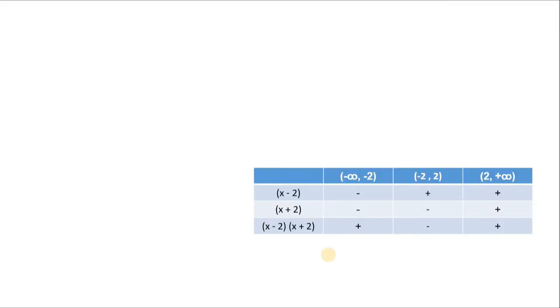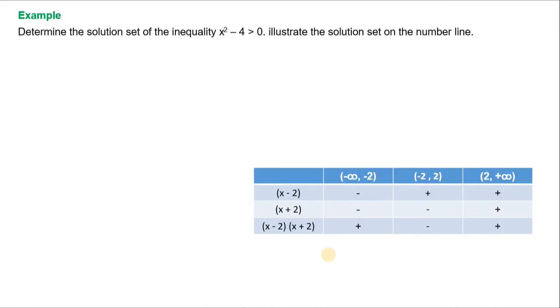Next. So, tingnan natin, example, determine the solution set of the inequality x squared minus 4 greater than 0. Again, greater than 0. So, it means pag greater than 0, anong kukunin natin? Dapat yung positive number. Kasi pag negative, less than 0 na yan. Okay? So, we're going to illustrate again the solution set on the number line. So, ito yung given. So, x squared minus 4 equals 0.